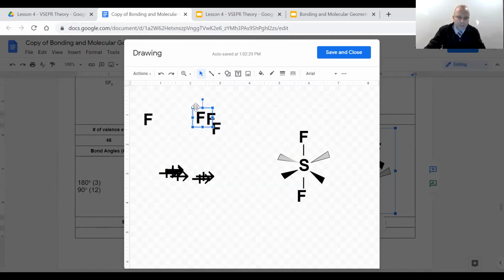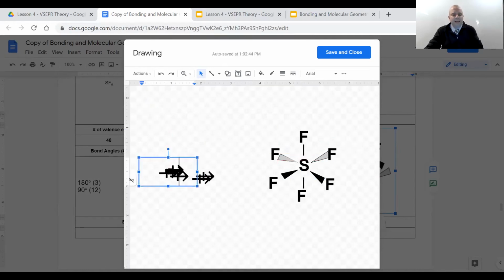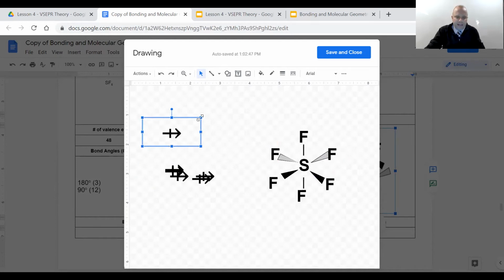So we're going to put one on top, one on the bottom, and we have one coming out at you toward the left, one coming out at you toward the right, one back behind the plane on the left, and one back behind the plane on the right. Now, of course, we have a ton of these arrows here.